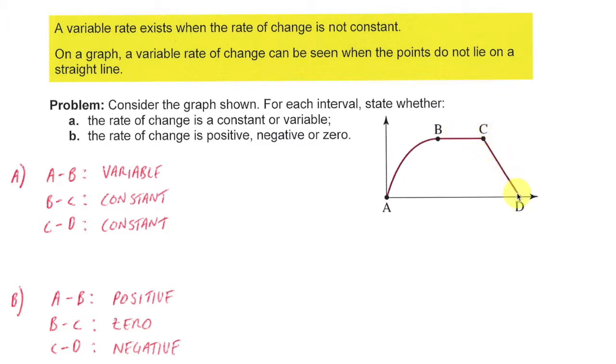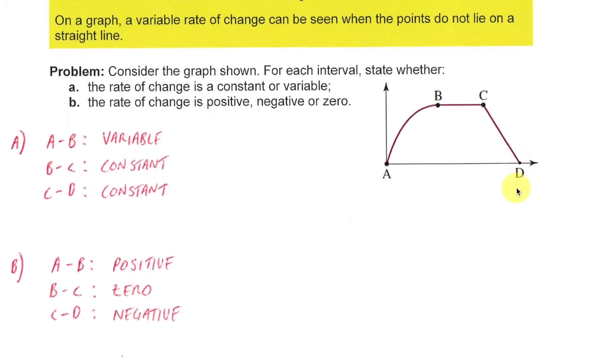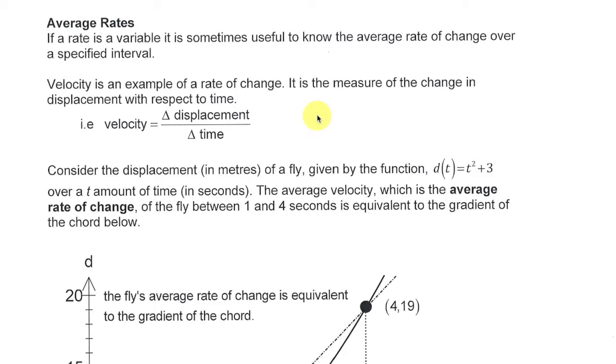And as we move from C to D, we're moving at a consistent rate. So as X gets larger, Y is getting smaller, and it does so consistently. But because it's getting smaller, the graph goes down towards the right. That represents a negative rate. So when we're dealing with variable rates, sometimes we want to calculate the average rate.